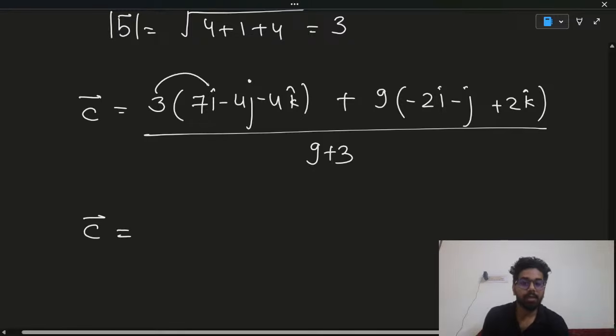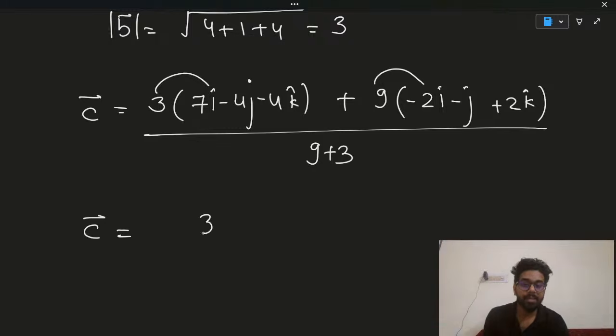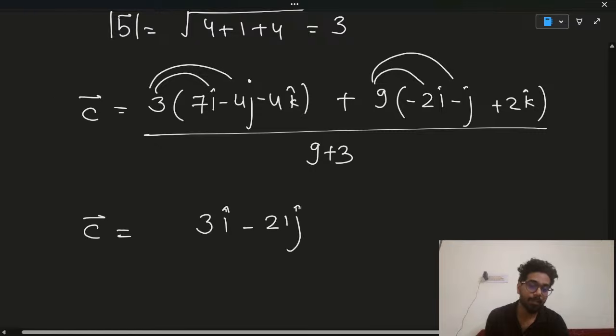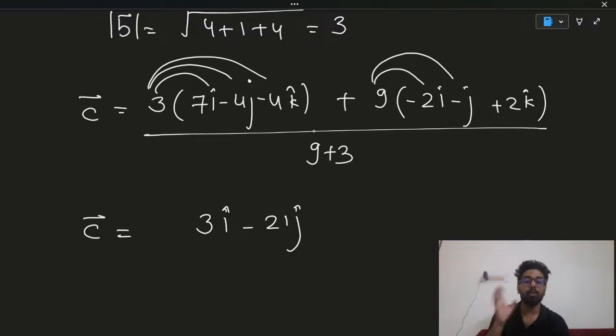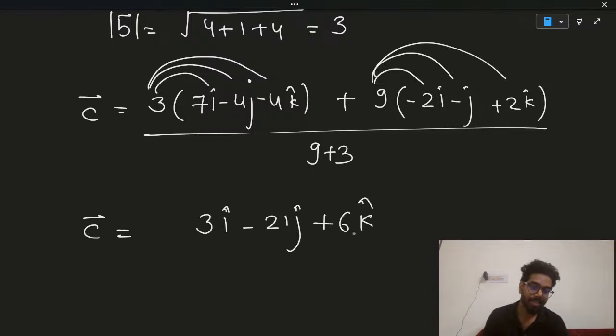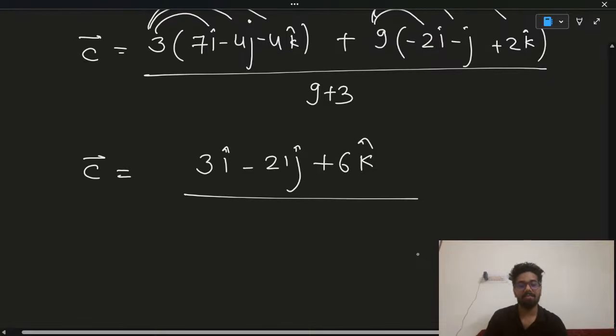Solve it. 7 into 3, 21. 9 into minus 2, minus 18. 21 minus 18 is 3i cap. 3 into minus 4 is minus 12, 9 into minus 1 is minus 9. So minus 12 minus 9 is minus 21 j cap. I may be a bit fast, but you have to keep up the speed along with me; I have to cover a lot. 3 into minus 4 is minus 12, 9 into 2 is 18, 18 minus 12 is 6. You can correct me if I make any calculation error. Divide by 9 plus 3, which is 12.